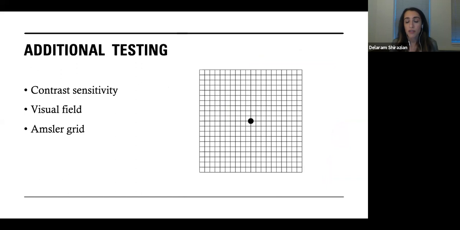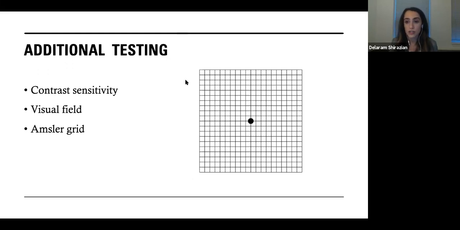After the trial frame refraction, we may do some additional testing. Things like contrast sensitivity, to see how well you see a dark letter or an object on a white background, and a visual field. We talked about how that may qualify someone as legally blind, but that also helps us determine where they may have areas of vision that they can't see. And also an Amsler grid. That's the grid that I have here. It's like a checkerboard pattern.